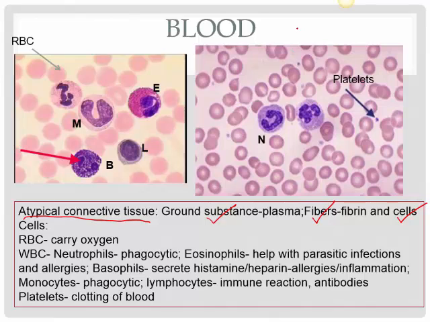Fibrin is only seen when blood clots. So clotting of blood releases fibrin threads. Since it's not seen all the time, that's why we call blood an atypical type of connective tissue. Okay?